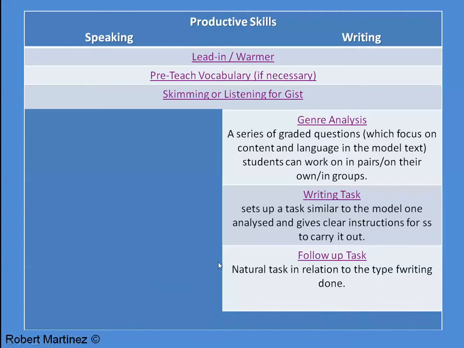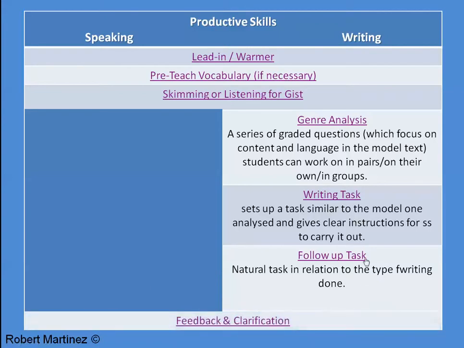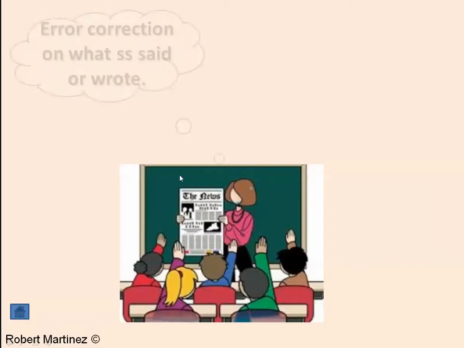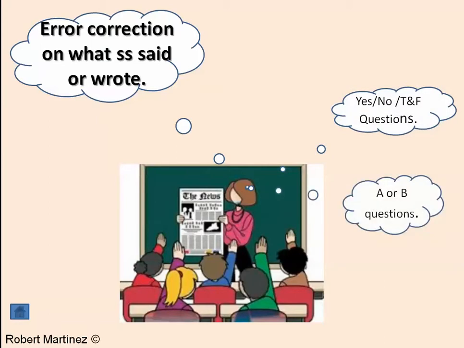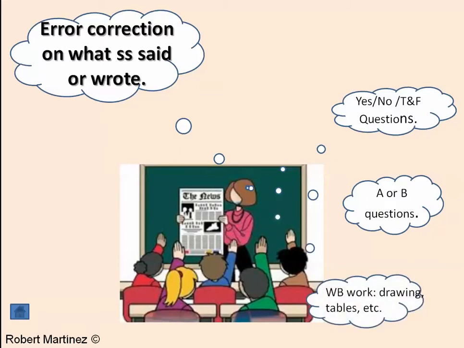So going back, the next stage would be feedback and clarification. So you monitor while they're doing the follow-up task, and then you could give them clarification and some error correction on what they said and wrote. You could have yes, no, true, false questions to double check that they understand what they were saying and the language that they used. You could have A or B questions. You could have some whiteboard work, drawing or tables, etc. You could use timelines. You could have the sentences that they said wrongly, or the language that was wrongly used. You could put it up on the board for them to then check.